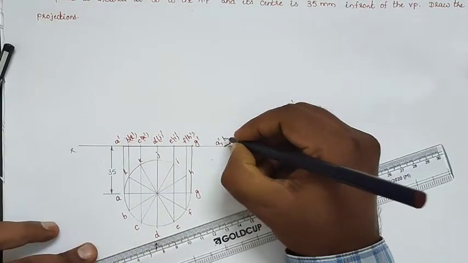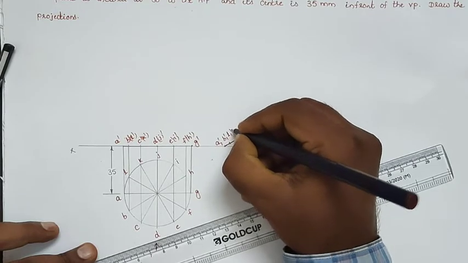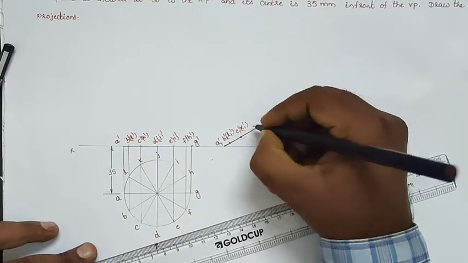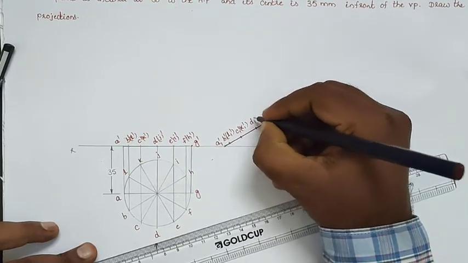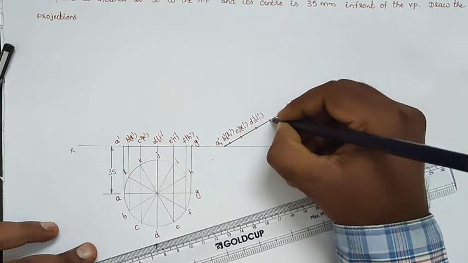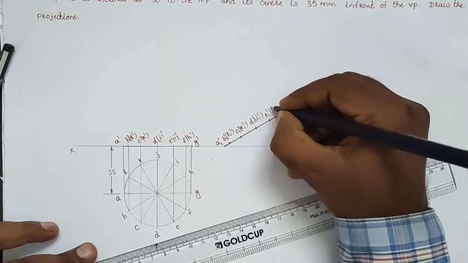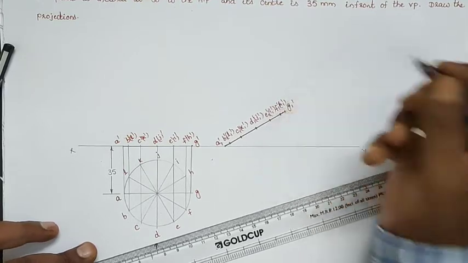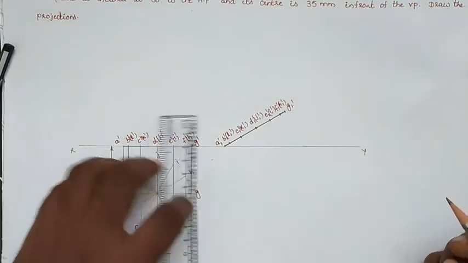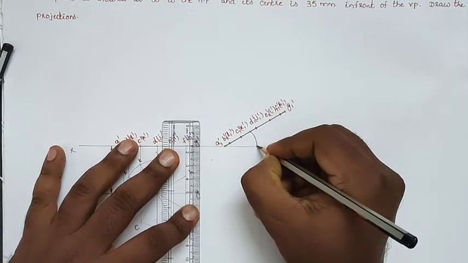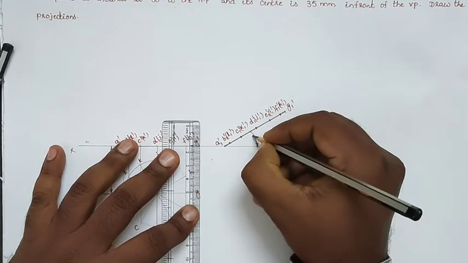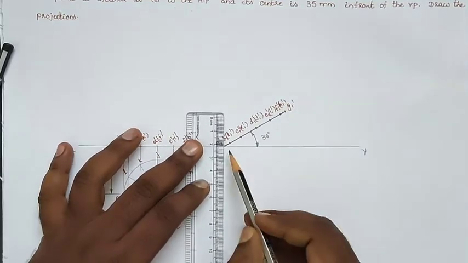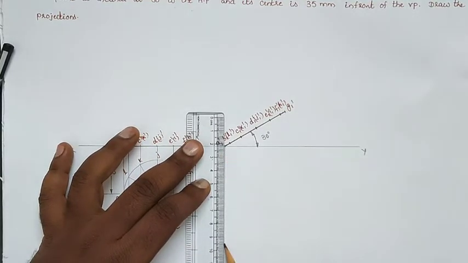So B1 dash, L1 dash, and this is C1 dash, K1 dash, and here we will get D1 dash, J1 dash. Here we will get E1 dash, I1 dash. Here we will get F1 dash, H1 dash. Like that we locate the points on the second front view also. This angle should be 30 degrees. Now from the points on the second front view, draw the vertical projection lines.